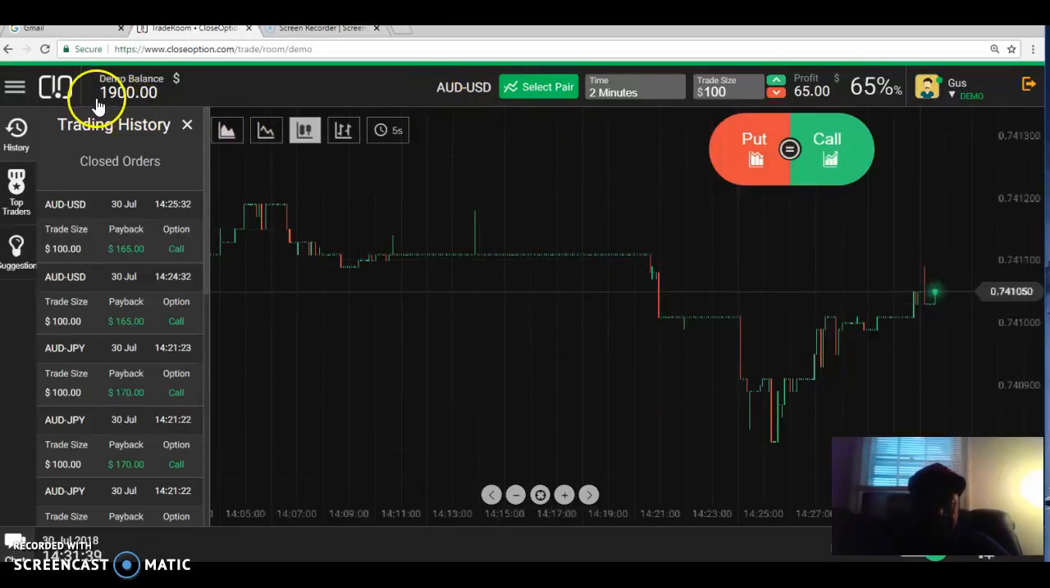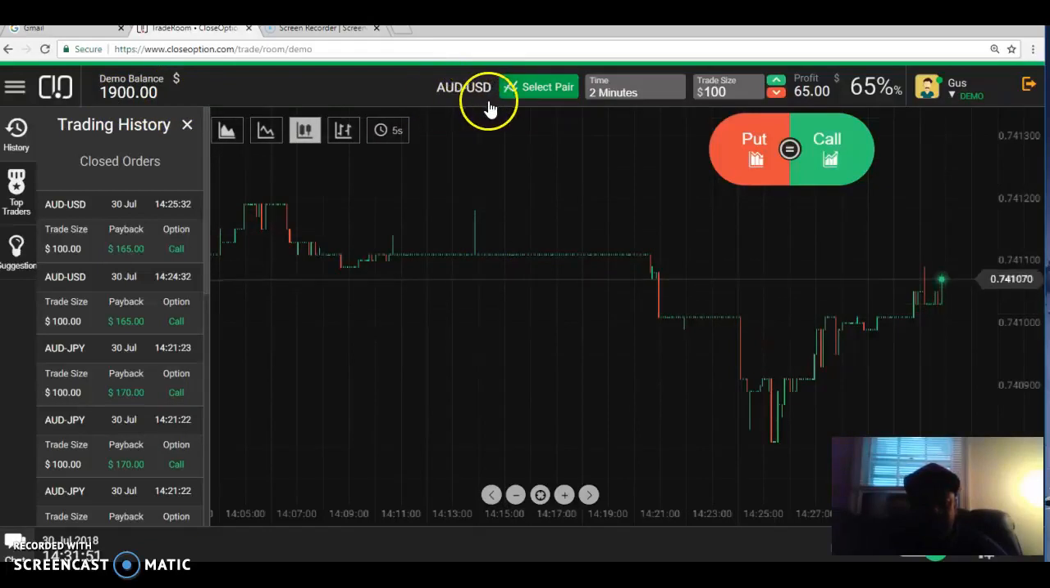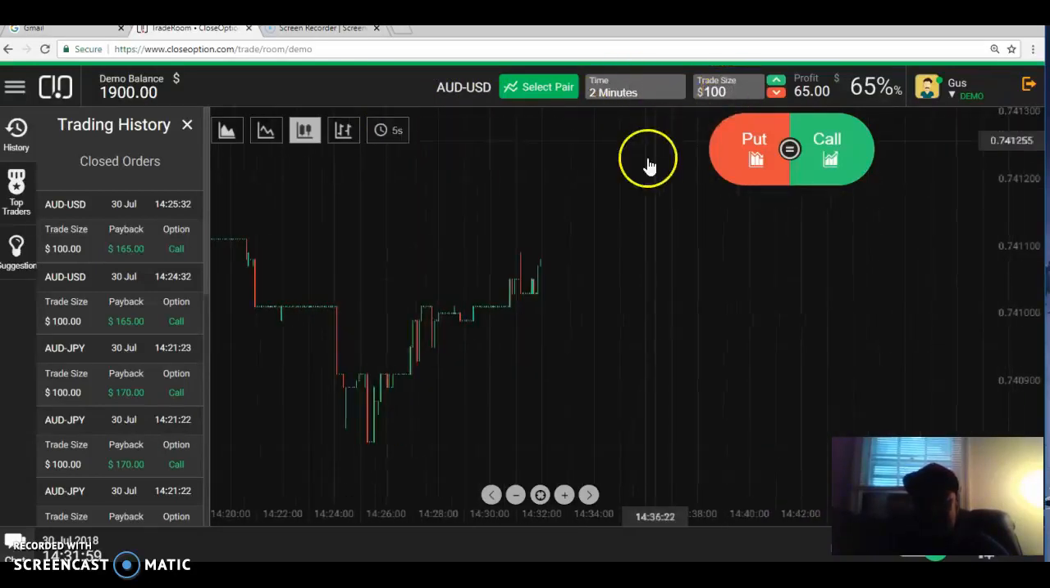Okay, I started out with a $1,000 balance, and I've managed to grow it to about $900. So we're going to go ahead. What I'm looking at here is the AUD/USD, the Aussie dollar US dollar. These are 5-second candles, as you see here, and I'm doing 2-minute trades, trading $100 lot sizes on the trade.